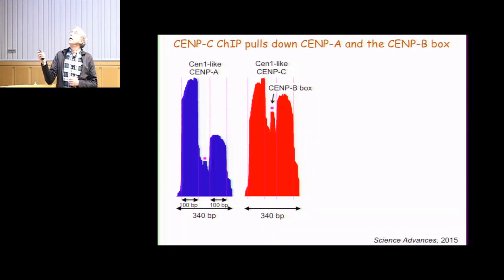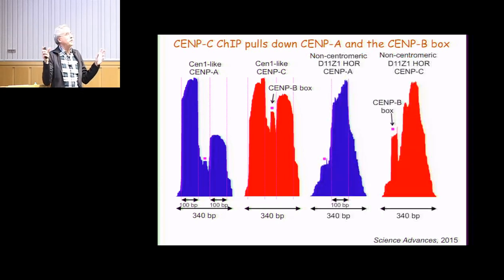Now, if we look at the pericentric regions, these higher order repeats that most of the attention has been focused on before, we see they don't show the structure at all. So they're really diverged, and they have a totally different structure. So this is for the young human alpha satellite sequences that dominate our centromere.